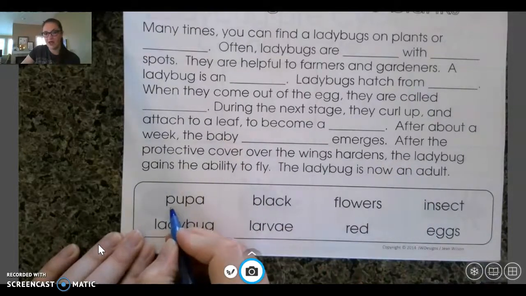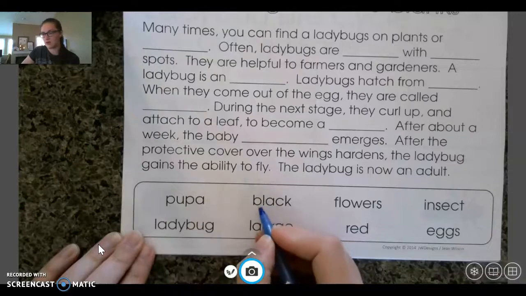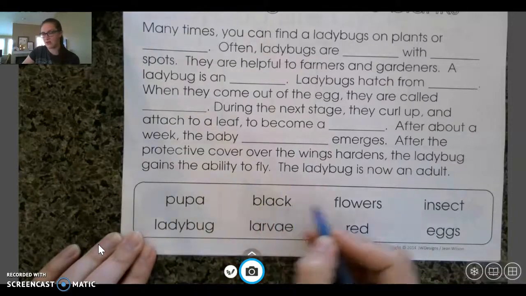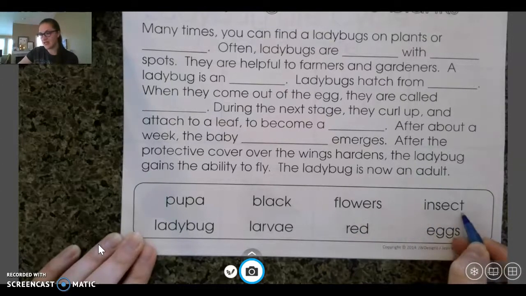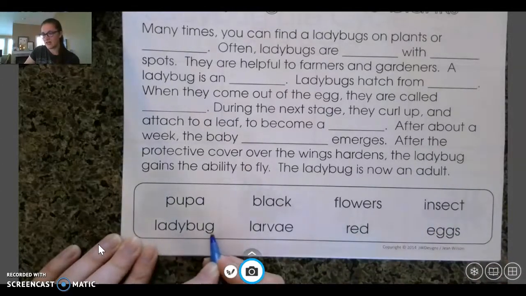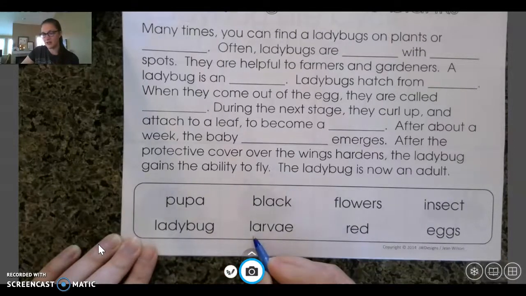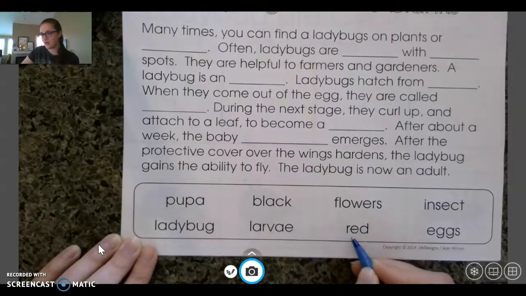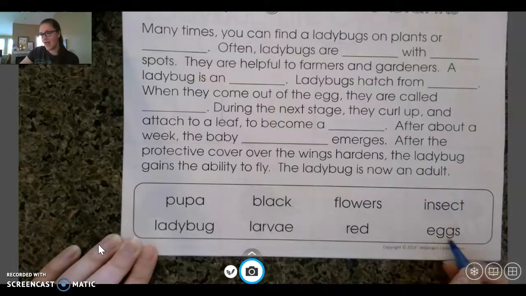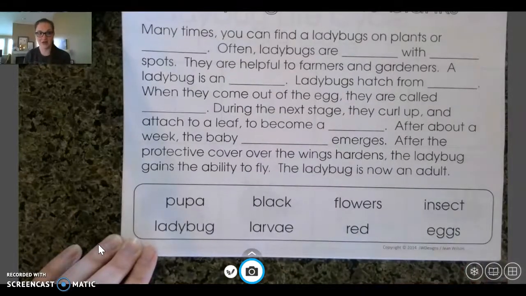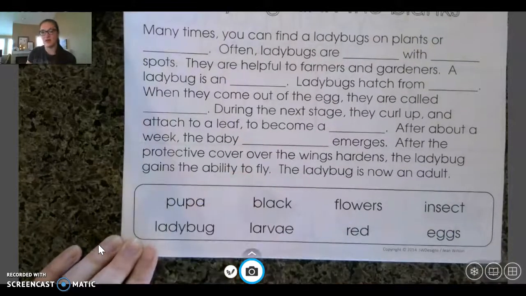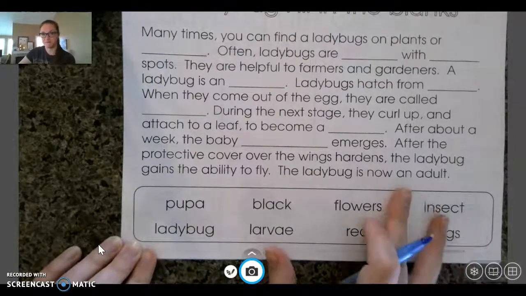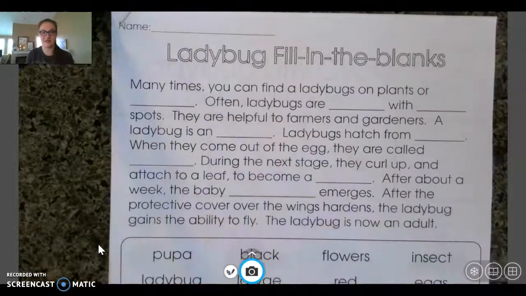So here we have pupa, black, flowers, insect, ladybug, larvae, red, and eggs. Already you've probably seen some words we saw before, like eggs, larvae, pupa. We saw all those with butterflies as well. So let's read this and see if we can decide where the words belong.